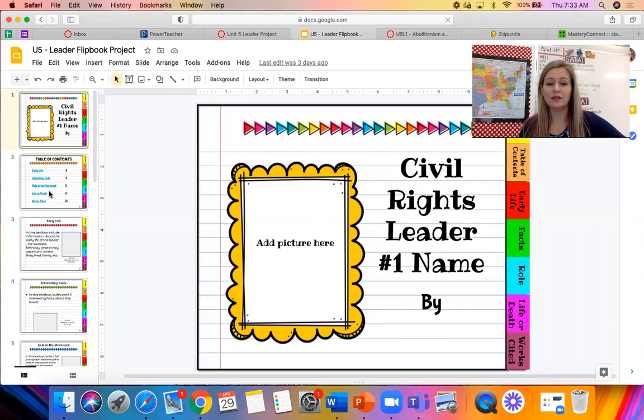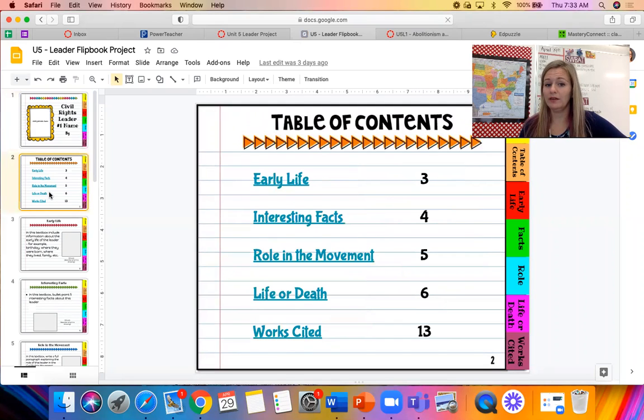This table of contents slide right here is the one that I said you don't have to worry about. All of these are linked so that if I come to your project and I just want to know about her role in the movement, I can actually click on this link. It'll take me right to that slide. So you don't do anything with the table of contents slide.